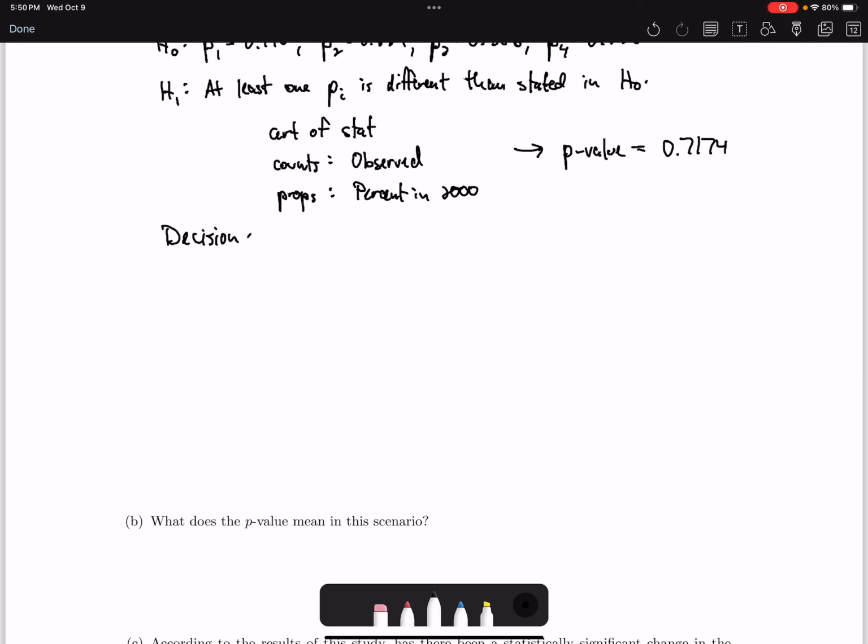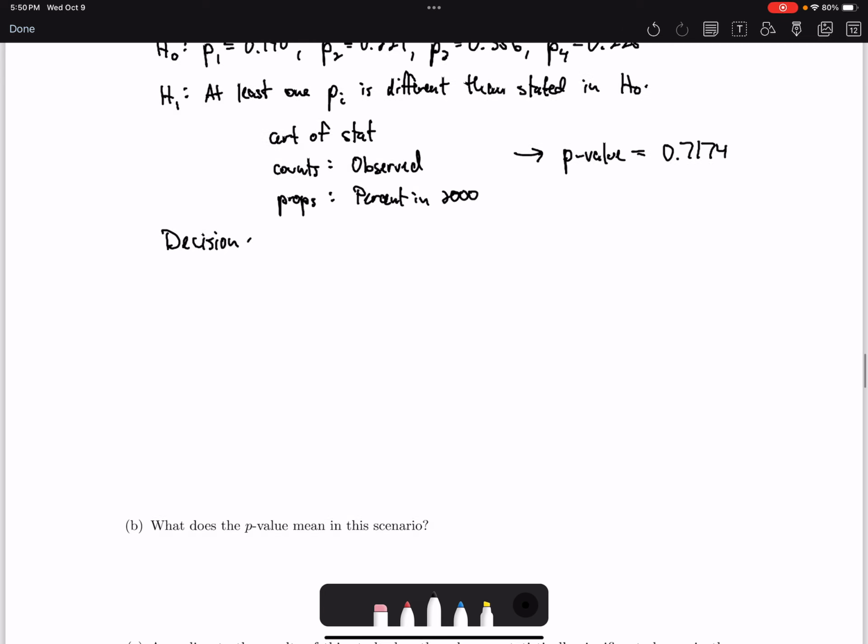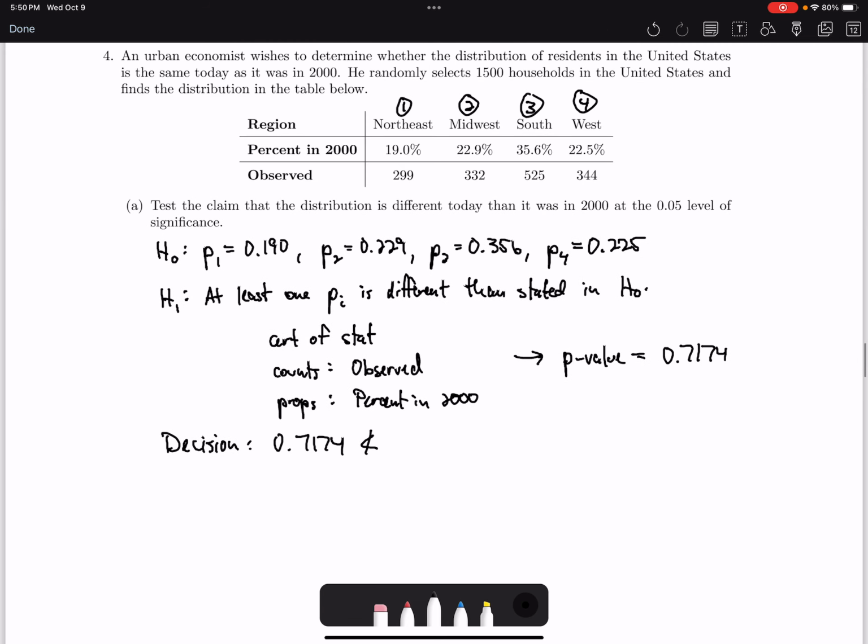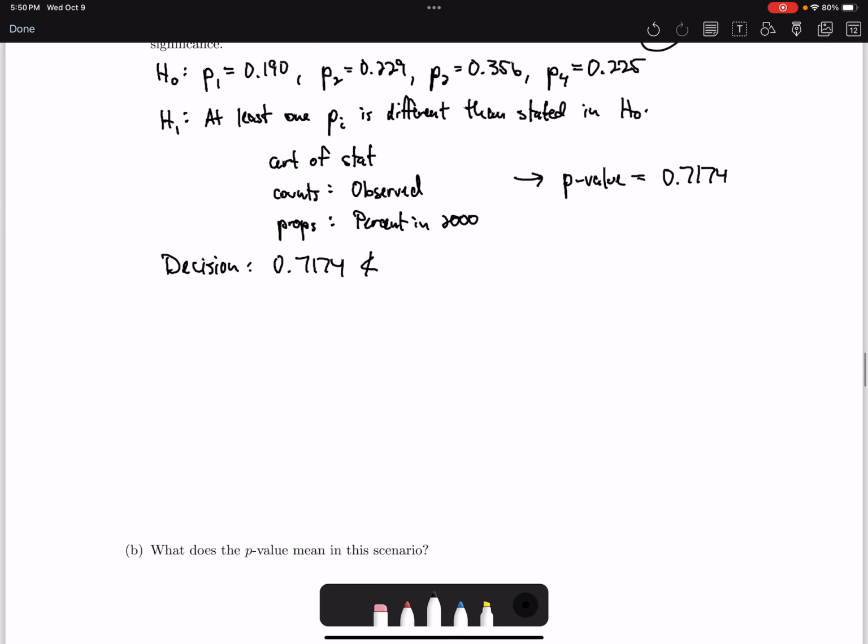So our decision here is 0.7174 is not less than 0.05, which was our level of significance. It's not less than 0.05, so we do not reject H null.